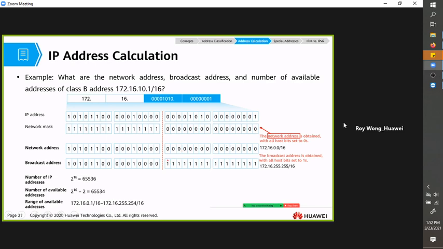But then this is dangerous, because it's all 1. All 1 means it's a broadcast. With this format, you can see how they calculate. Use 2 power of 16 and you get the answer 65536. So that's the maximum number that can be supported. Then if they ask about the valid range, you must subtract 2, because the first address and the last address are reserved and cannot be used.